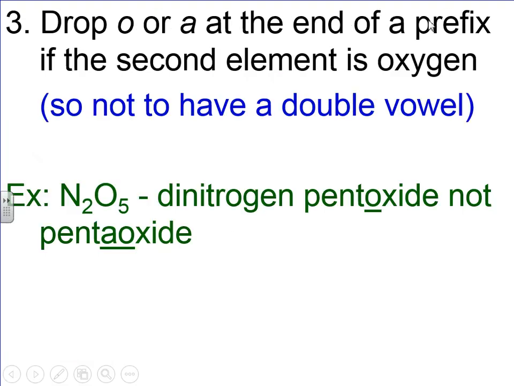The third rule is a small grammatical rule, really, and it says drop the O or the A at the end of a prefix if the second element is oxygen. This is so that you don't have a double vowel. The example is N2O5, dinitrogen pentoxide. Even though 5 is penta, we drop the A so it doesn't sound like pentaoxide, but rather pentoxide. This almost exclusively applies to oxygen.